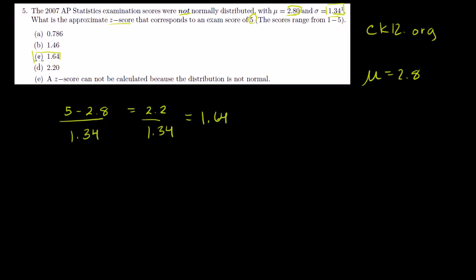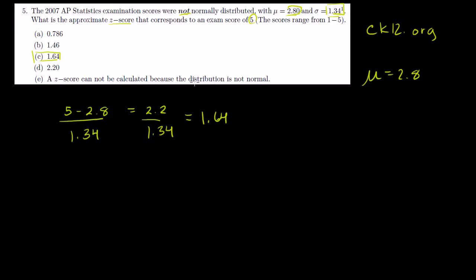So this was actually very straightforward. We just had to see how far away we are from the mean, if we get a score of 5, which hopefully you will get if you're taking the AP Statistics exam after watching these videos. Then you divide by the standard deviation to say how many standard deviations away from the mean the score of 5 is. It's 1.64. The only tricky thing here might have been that you might have been tempted to pick choice E, which says a z-score cannot be calculated because the distribution is not normal.